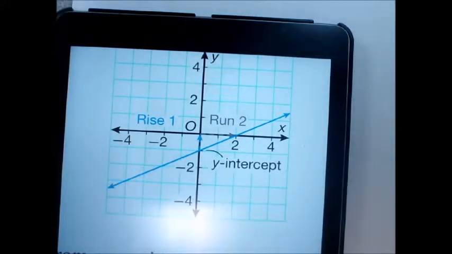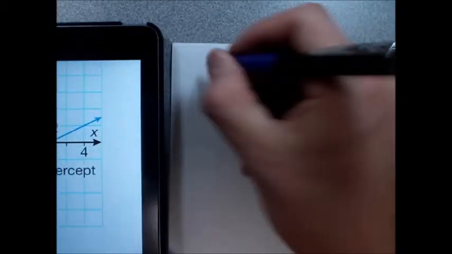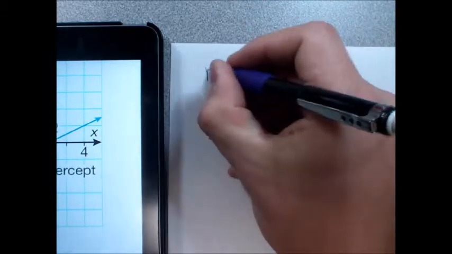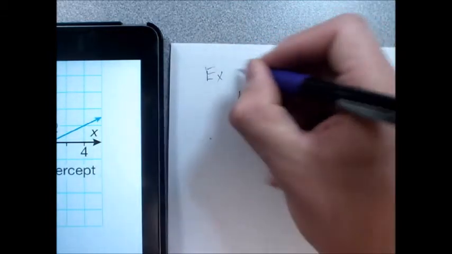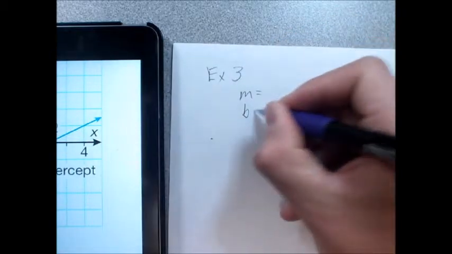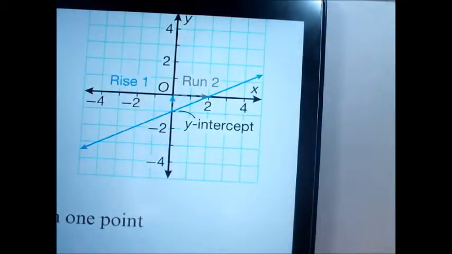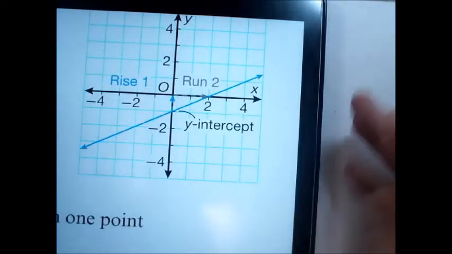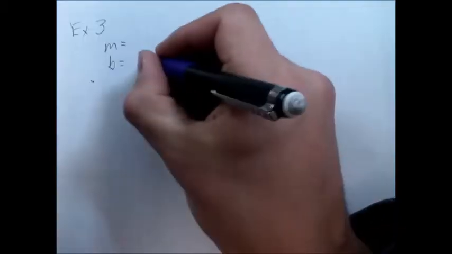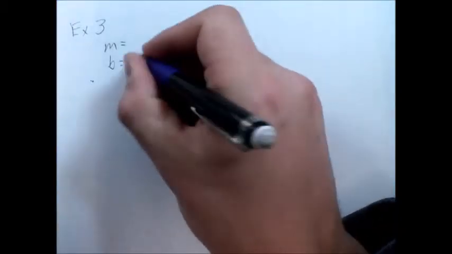First, we want to identify the same things that we had been identifying: the slope and the y-intercept. So keeping that in mind, what does the y-intercept look like? It is where it crosses the what axis? It crosses the y-axis. So it's at 0, negative 1. And again, we still have to write that in coordinate form. So 0, negative 1. There it is.